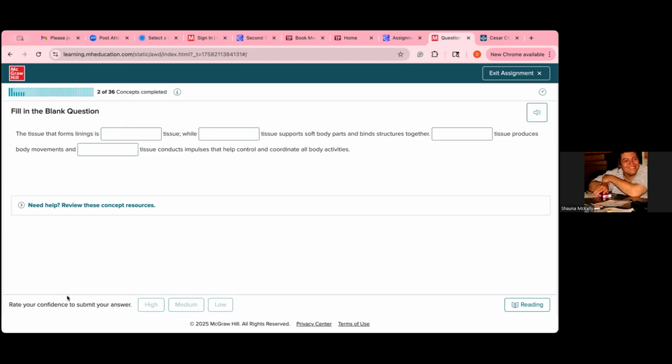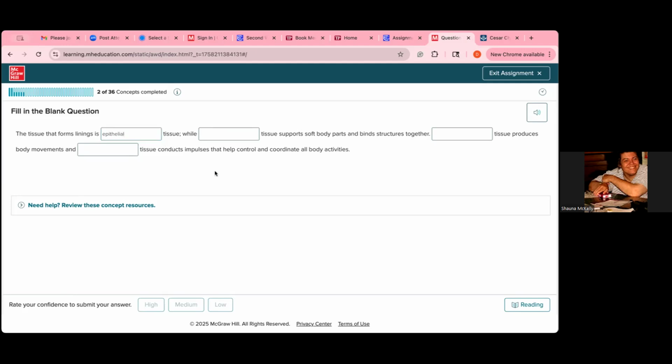What kind of tissue forms linings? Epithelial. That's epithelial tissue.